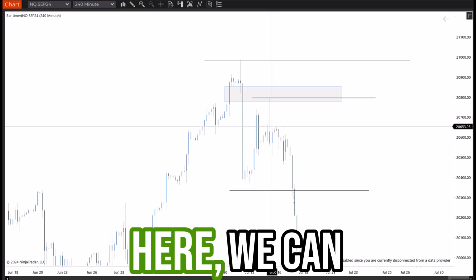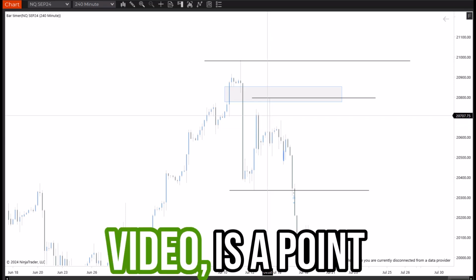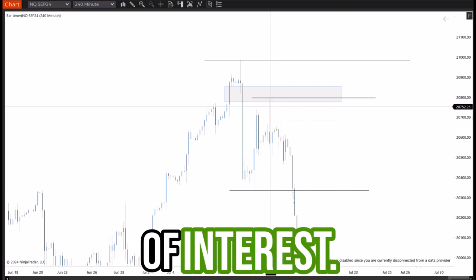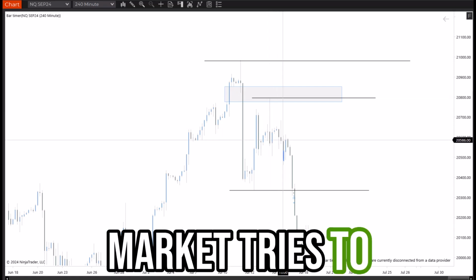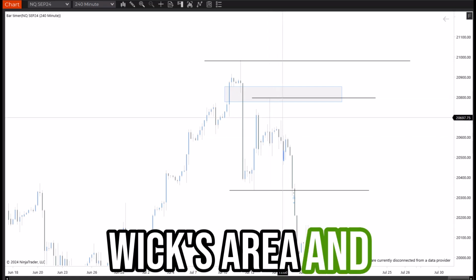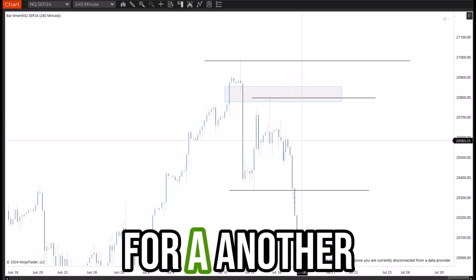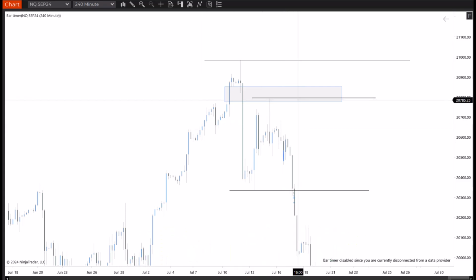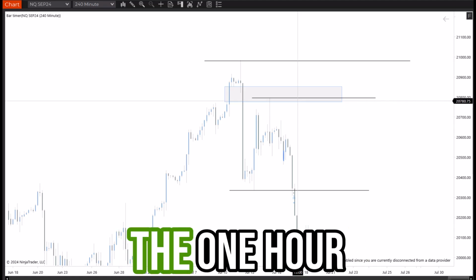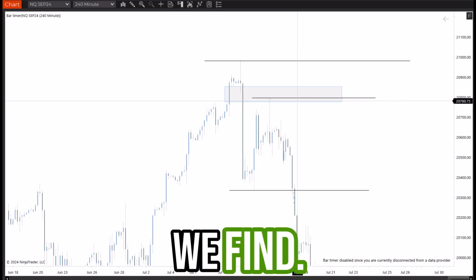Even this wick right here, we can talk about that in another video, is a point of interest because the market tries to push into this wick's area and is not able to get past it. But that is a topic for another video. Let's go down a time frame to the 1 hour and see what we find.